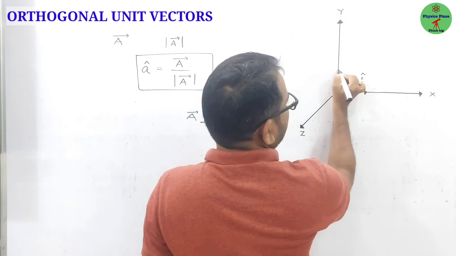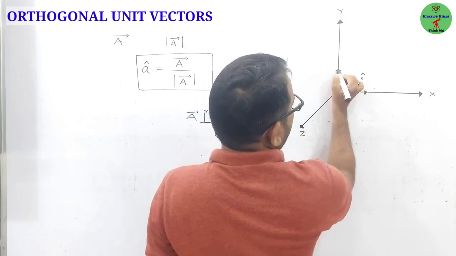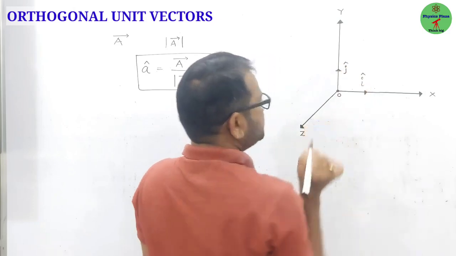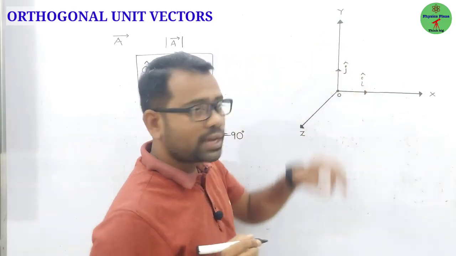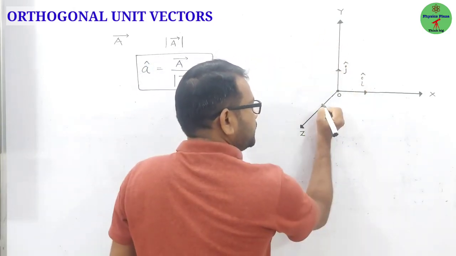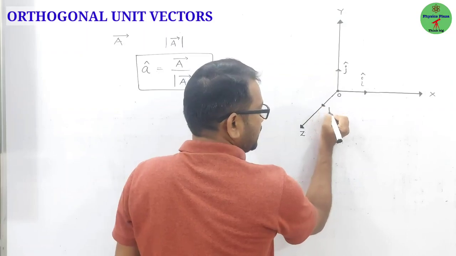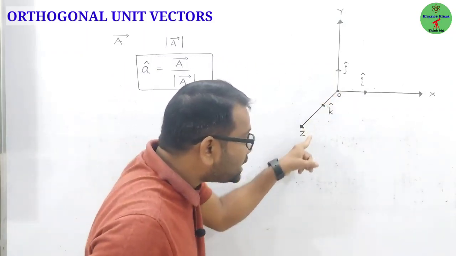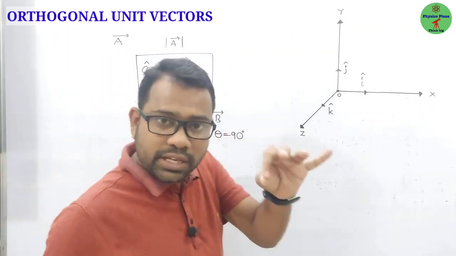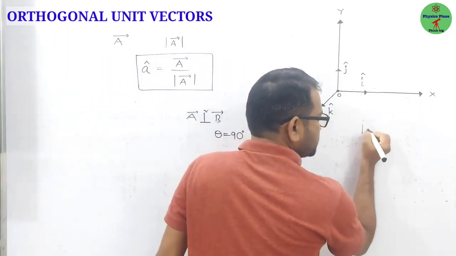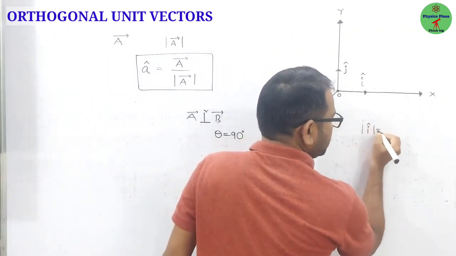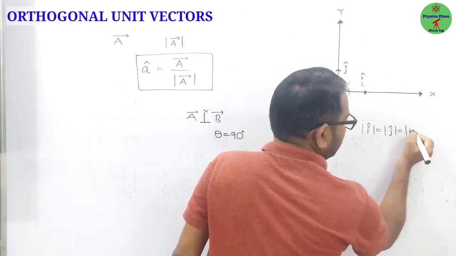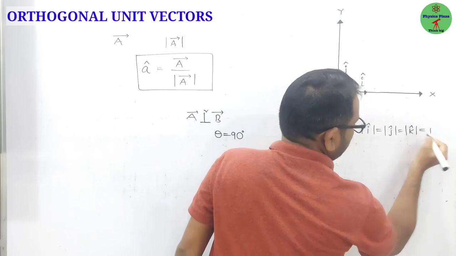Similarly, j cap is a unit vector along the y axis, and k cap is a unit vector along the z axis. So when I say unit vector, children, the magnitude of i cap is equal to the magnitude of j cap is equal to the magnitude of k cap is equal to 1. Why?